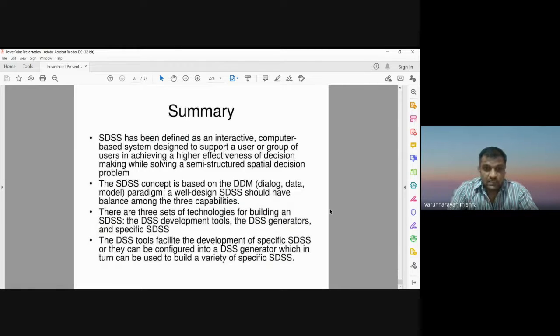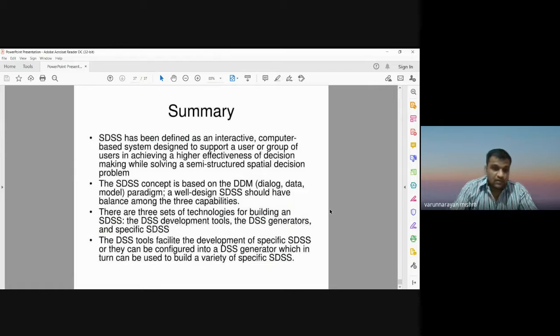A well-designed SDSS should have balance among three capabilities. There are three sets of technologies for building an SDSS: the DSS development tools, the DSS generators, and the specific SDSS. The DSS tools facilitate the development of specific SDSS, or they can be configured into a DSS generator, which in turn can be used to build a variety of specific SDSS. DSS is a broader term, and when we talk about SDSS, we deal with spatial data sets, raster data sets or vector data sets, to make a decision in case of a semi-structured problem.